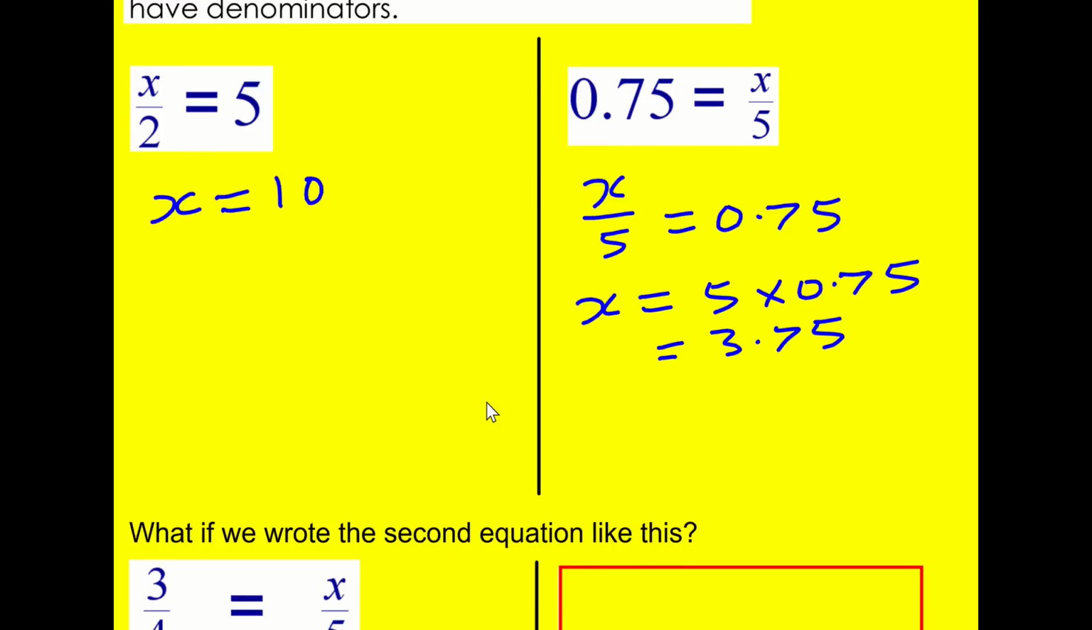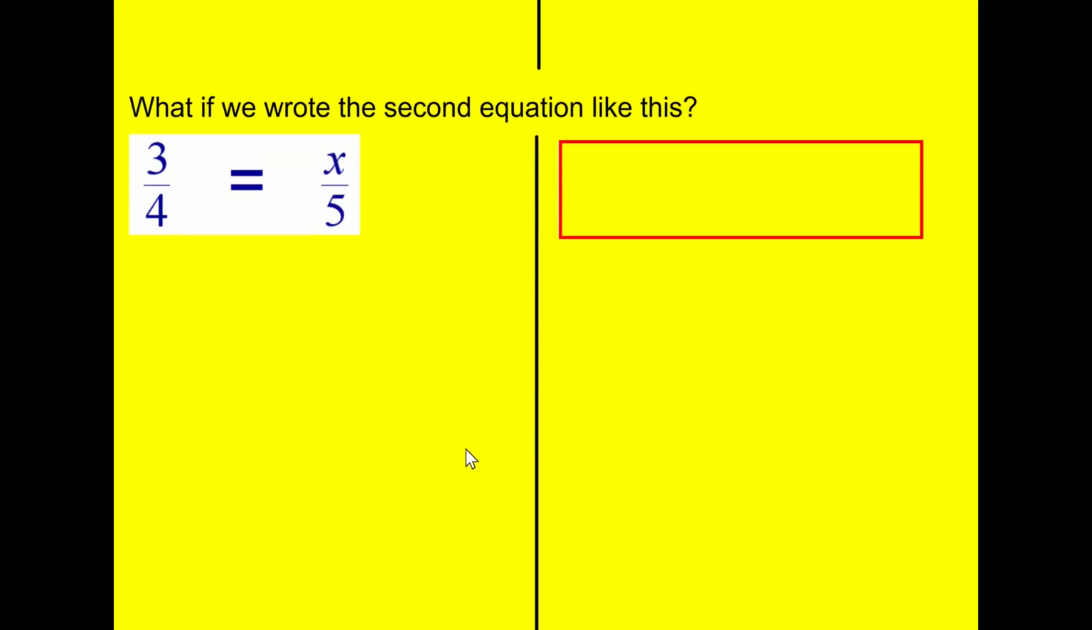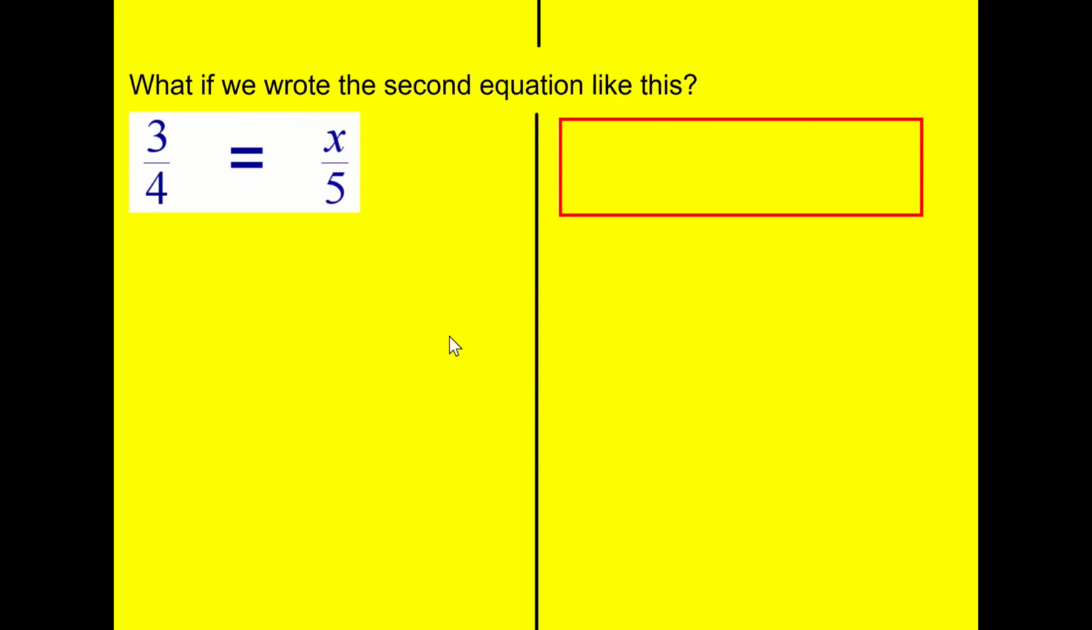Now, what if we wrote the second equation slightly differently? I've got my x over 5, but now instead of 0.75, I write it as 3/4. Well, there's a few things I could do here. I could multiply through by, we talked about this in the past, the lowest common multiple of 5 and 4, which is actually 20. So my next line could be 3 over 4 times 20 equals x over 5 times 20.